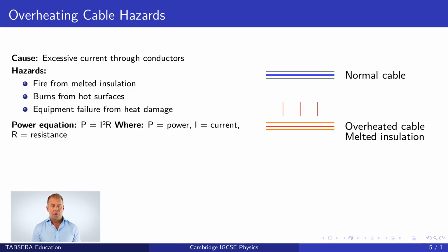Second, burns from hot surfaces. People touching overheated cables receive thermal burns. Third, equipment failure from heat damage. Excessive heat destroys electronic components permanently. The power equation is P equals I squared R, where P represents power in watts, I represents current in amperes, and R represents resistance in ohms. Notice how power increases with the square of current.